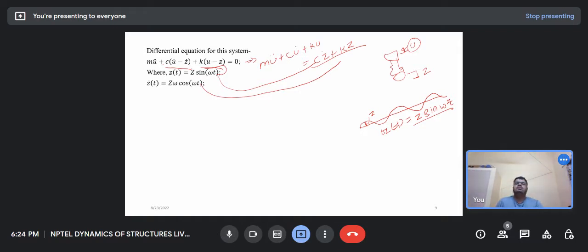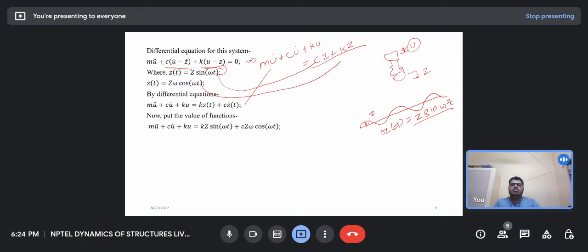So by the differential equation, I have rearranged this equation, and if you put the value of z(t), it becomes: mu double dot plus cu dot plus ku is equal to kZ sine omega t plus cZ omega cos omega t. This is our z dot(t). Now, what is the formula for sine a plus b? Sine a plus b is sine a cos b plus cos a sine b.